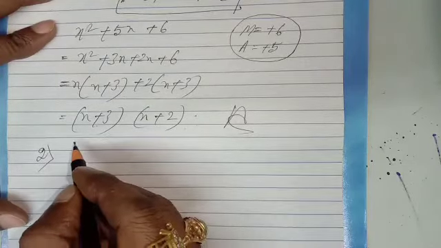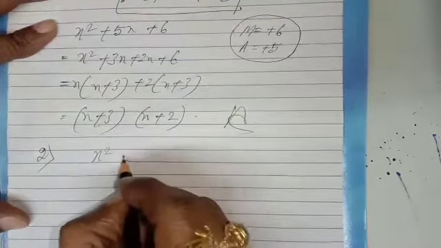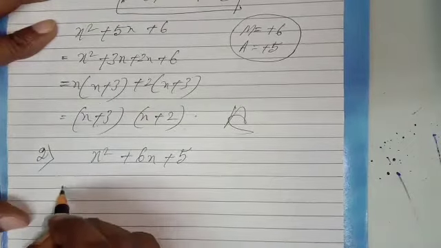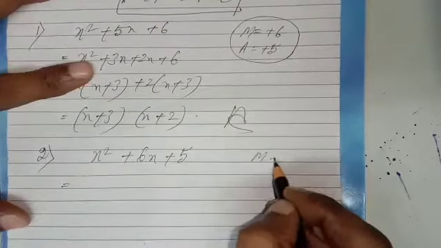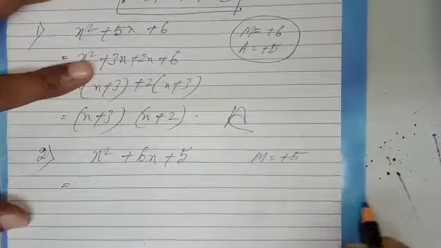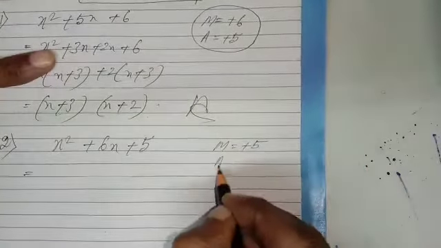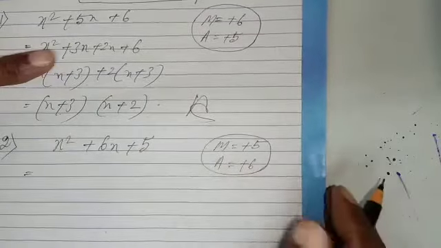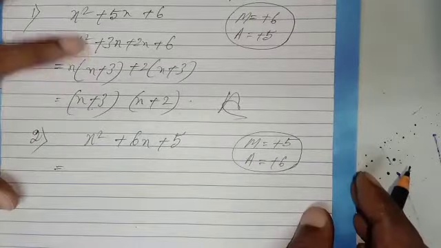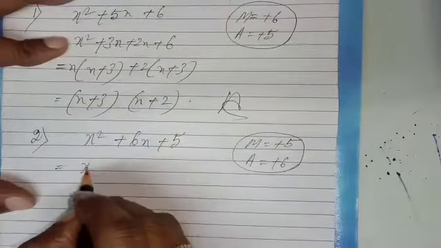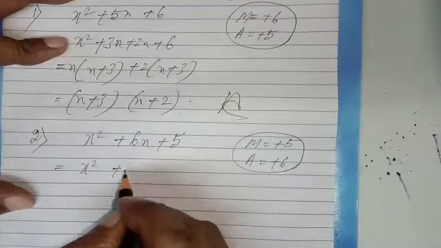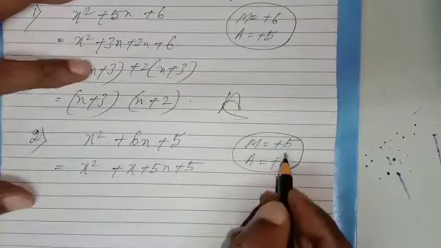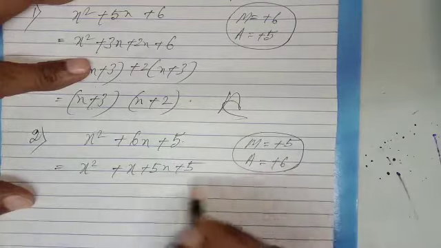Middle term breaking, second question: x square plus 6x plus 5. That means here you have to decide two numbers whose multiplication is plus 5 and addition is plus 6. That means what are the two numbers? 5 and 1. x square plus 5x plus x plus 5. Their multiplication will be 5, and the numbers are 5 and 1.